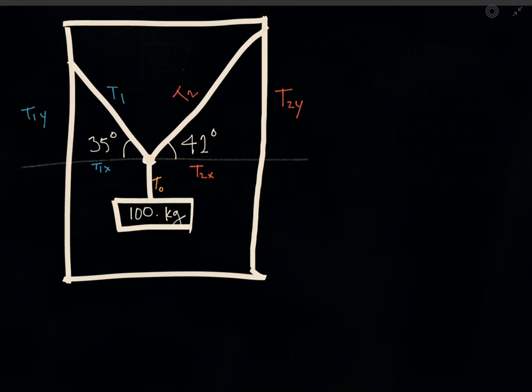Hello everyone. So here we're going to work with a hangers problem. We have 35 degrees and 42 degrees on the two different hangers. We're going to call the left one, the blue one, number one.